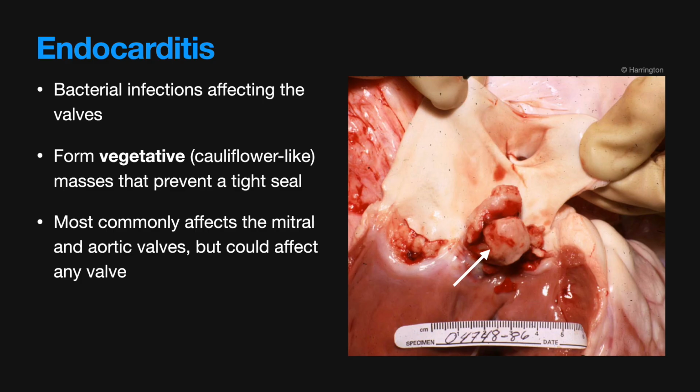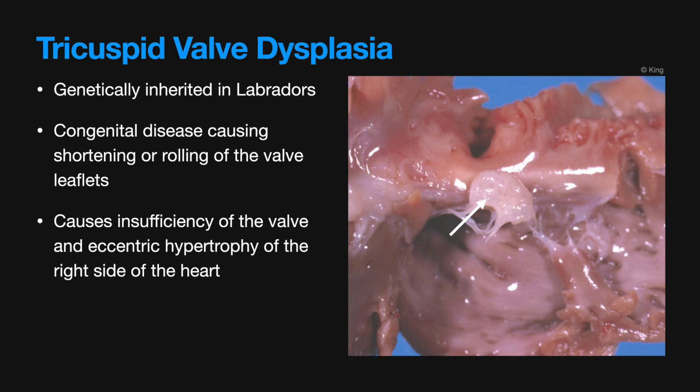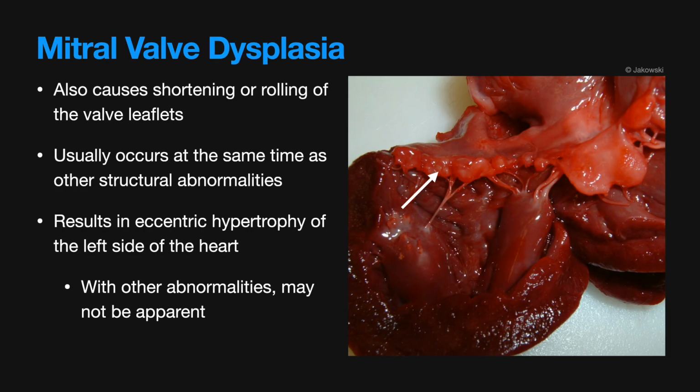This condition most commonly affects the mitral and aortic valves, but it can affect any valve. We most commonly think of tricuspid valve dysplasia as a genetically inherited condition in Labradors. This is a congenital disease resulting in shortening or rolling of the valve leaflets. This results in insufficiency of the valve and eccentric hypertrophy of the right side of the heart. A similar condition can occur in the mitral valve.